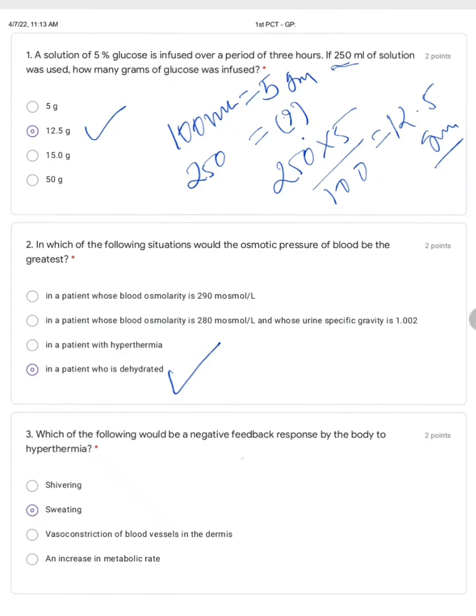Question 3 is about the negative feedback mechanism in case of the hyperthermia. So here you need to understand what is a hyperthermia. So when the body temperature is more than 41.5 degrees Celsius, that is called the hyperthermia. Okay. So answer is B.